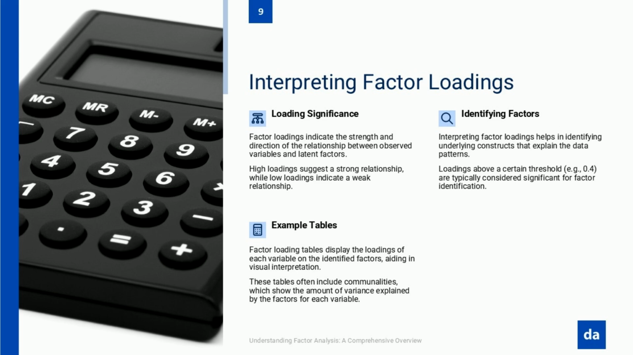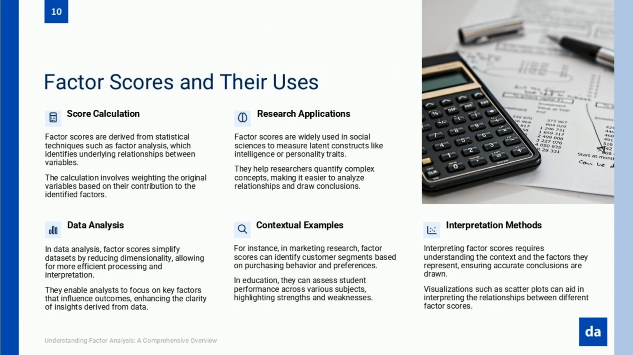So now that we've unlocked the meaning behind these numbers, what's next? Factor scores, the numerical values that allow us to quantify these relationships and actually use them in analysis. Let's see how they work. So you've uncovered your factors, interpreted their loadings, and now you want to actually use them. This is where factor scores come in. They take everything we've learned and turn it into actionable numbers that we can plug into models, compare across groups, and actually make sense of.